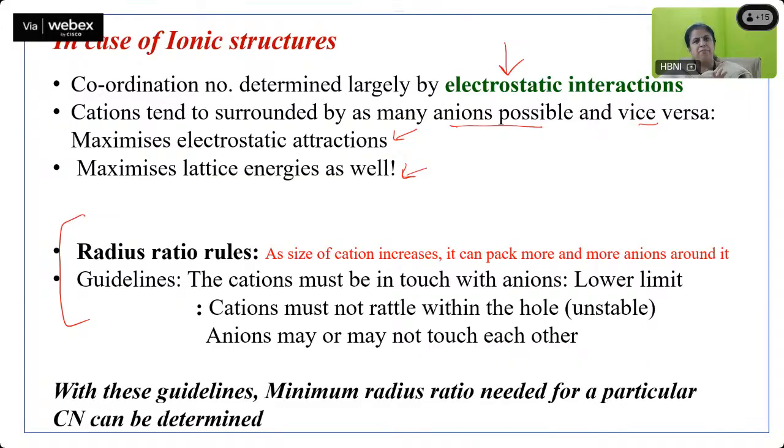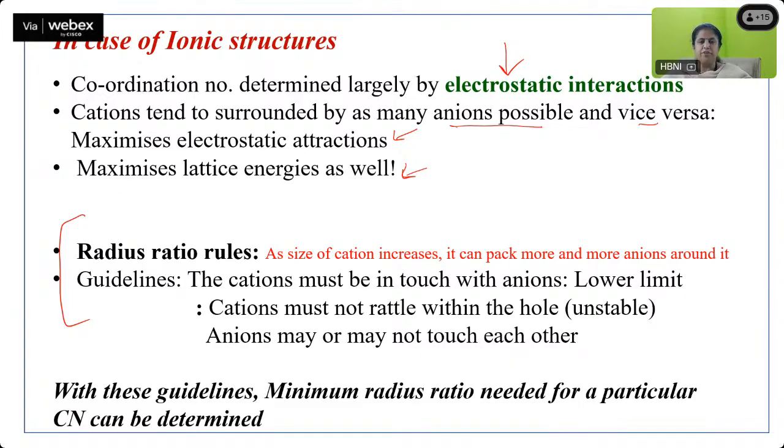There has to be some factor which should decide it. That is the cationic size, not just the cationic size, but relatively, what is its size relative to the anion? A smaller cation can probably accommodate 6 smaller anions around it, but it will be able to accommodate, let's say, only 4 larger ions. So it depends upon the radius ratio rule.